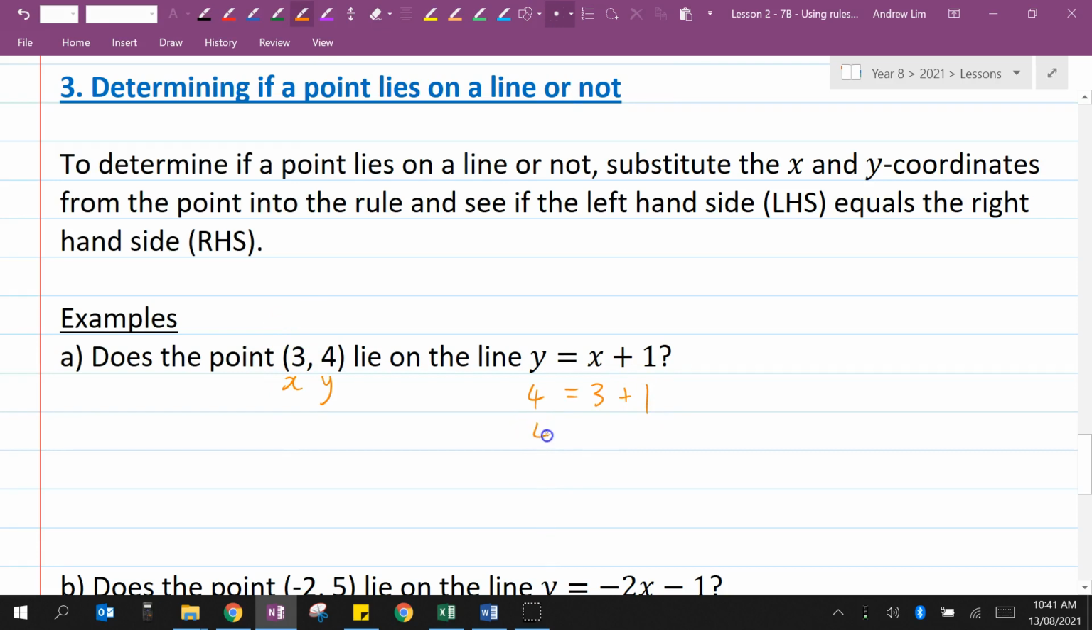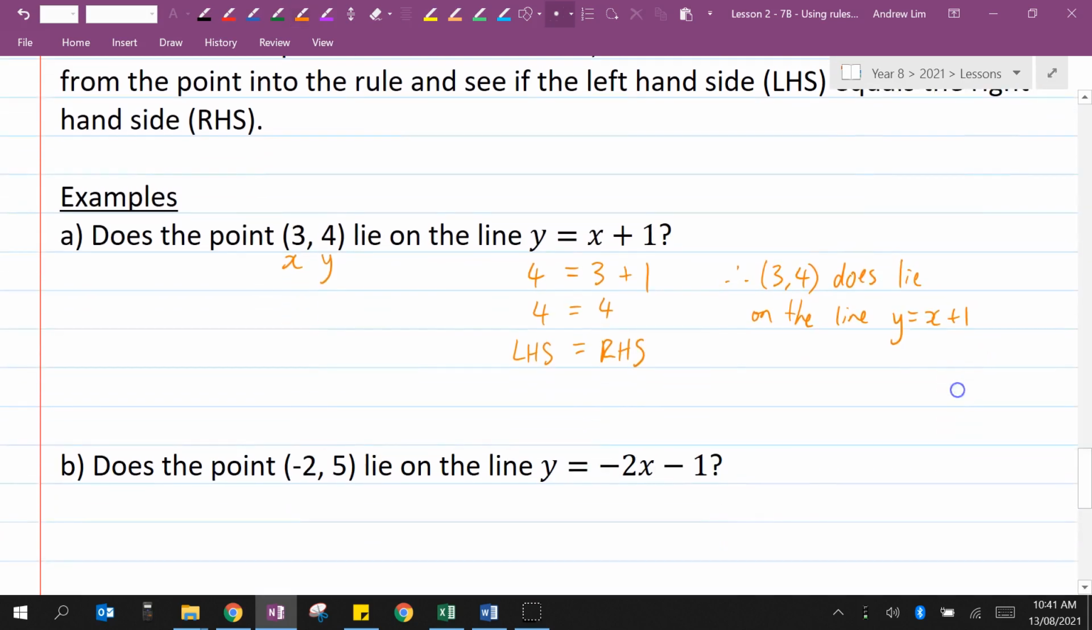Is that true? Is 4 equal to 4? Yes, left-hand side equals right-hand side. So we can say, therefore, (3, 4) does lie on the line y equals x plus 1. If the left-hand side did not equal the right-hand side, then we conclude that that point does not lie on that line.